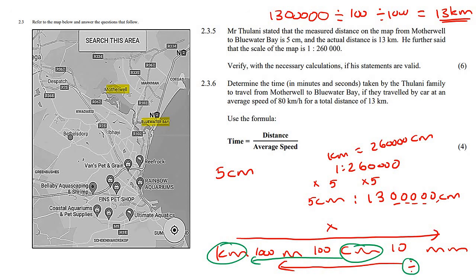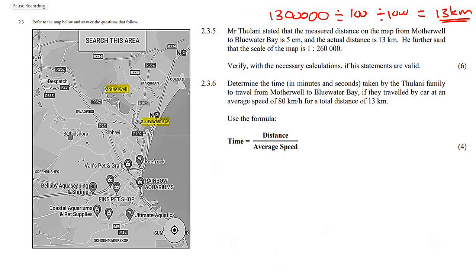So you'd show all of that I've just showed, and then you would just say that his statement is valid. There are other ways you could have done that question, actually. I'll show you another way. So you could have ignored this, and then you just look at these two. We know that he says 5 centimeters on the map is going to give you 13 kilometers.